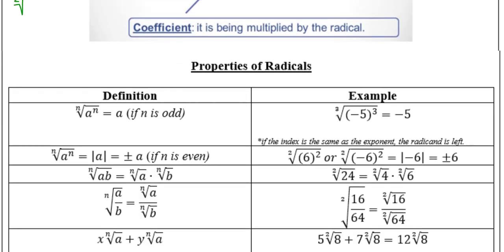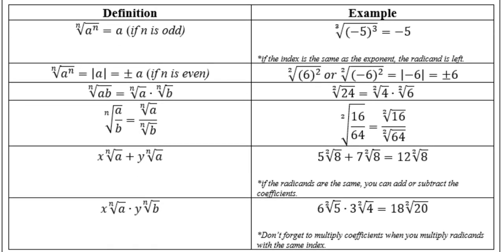We have tons of generic definitions here. These are our properties, and these just describe different things that we can do when simplifying radicals. And then I gave some examples here on the right. So I want you to pause the video here. You can take the time to look at it.